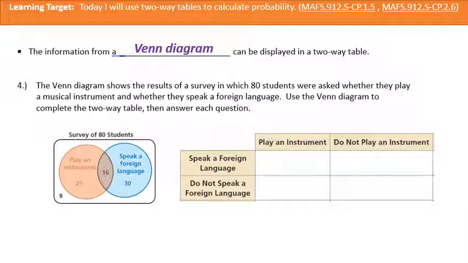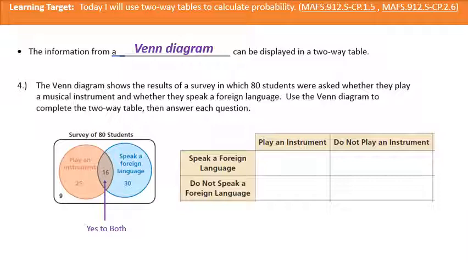Okay, when I look at a Venn diagram, I look at the part where they intersect. That's the easiest part for me to start. Where the two circles overlap, there are 16 people. That means these 16 people both speak a foreign language and play an instrument. So they are yes to both.